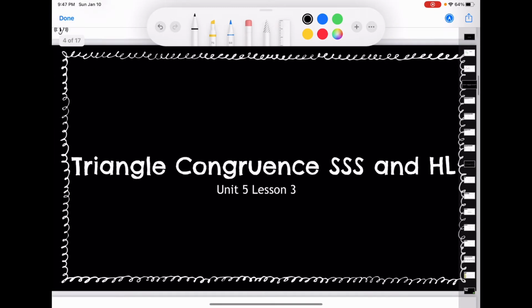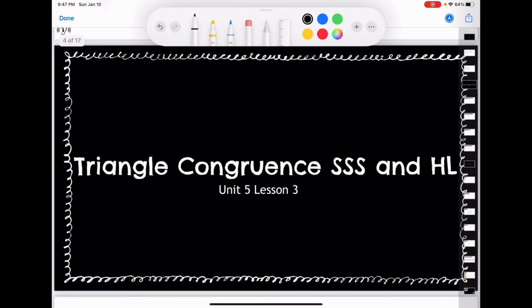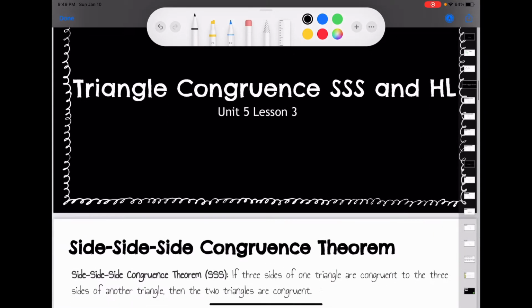Today we're going to look at two different lessons, both very brief. The first one is Unit 5, Lesson 3, titled Triangle Congruence, SSS and HL. Basically what we're going to look at is two other theorems which can help us prove that two triangles are congruent. Let's go ahead and look at these two different theorems.